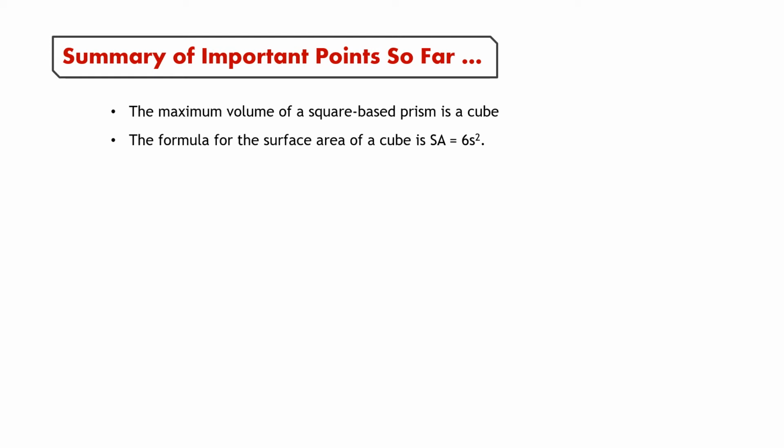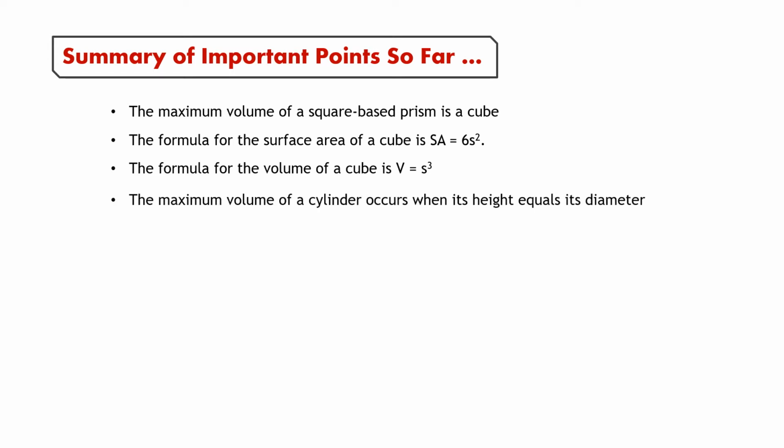The formula for the surface area of a cube is surface area equals 6s squared because all the sides are the same. The formula for the volume of a cube is s cubed because that's length times width times height, but all three dimensions are the same in a cube.